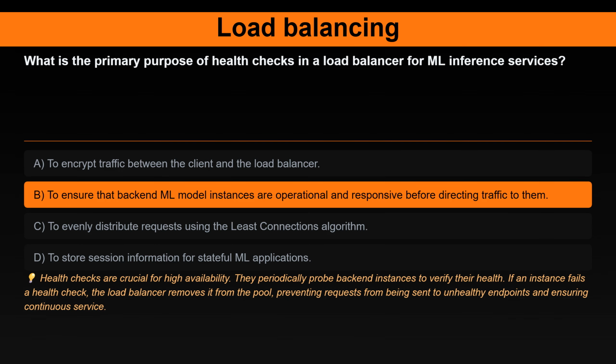The correct answer is to ensure that back-end ML model instances are operational and responsive before directing traffic to them. Here's the explanation. Health checks are crucial for high availability. They periodically probe back-end instances to verify their health. If an instance fails a health check, the load balancer removes it from the pool, preventing requests from being sent to unhealthy endpoints and ensuring continuous service.